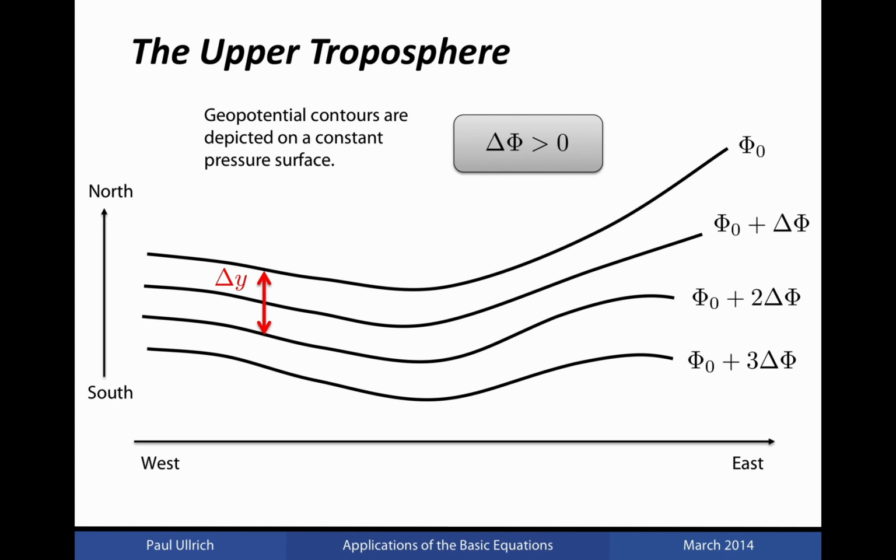Here we're going to define a distance delta y, which represents the distance between phi naught and phi naught plus 2 delta phi. That is basically crossing two geopotential height contours, and we're going to estimate the geostrophic balance that's experienced by a wind parcel moving along phi naught plus delta phi. So this technique is known as a finite differences technique.